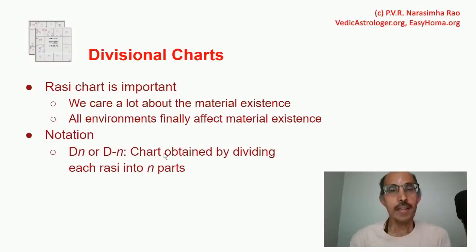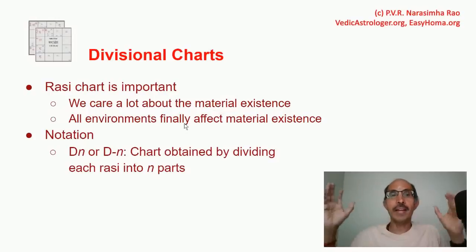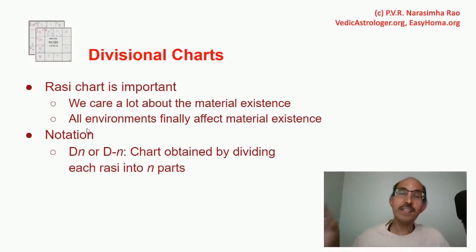And obviously, we care a lot about the material existence. So even though all environments are separate, they intersect each other. And finally, they affect the material existence. So Rasi chart is important. But the thing is, all the other environmental influences are equally important. You can't really ignore them and try to predict everything from the Rasi chart. By the way, in the rest of the talk, I will use the notation of either DN or D dash N to show the divisional chart that is obtained by dividing each Rasi, each zodiacal sign into N parts.